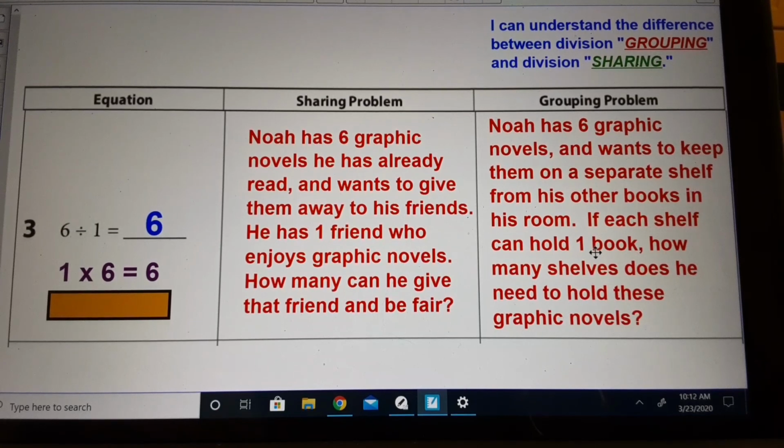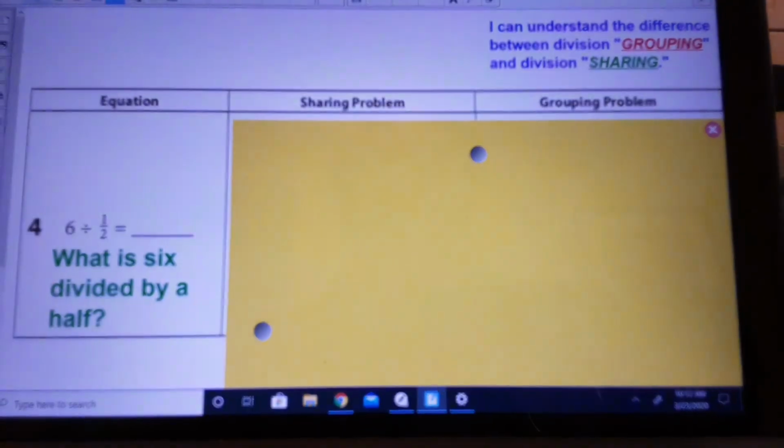Well, in this situation, we know that the groups hold 1 book each. These must be very small shelves. Maybe it's more like a little book stand. How many shelves does he need to hold these graphic novels? He'll need 6 of them, 1 per book. So in this situation, we did not know how many groups there would be. So this is a grouping problem. Here's another situation.